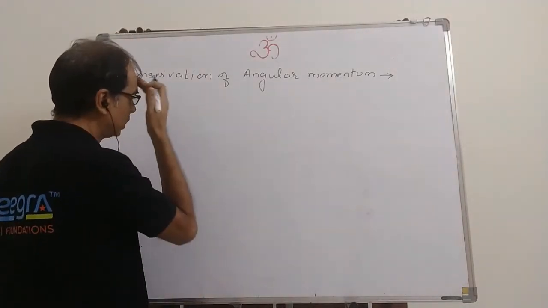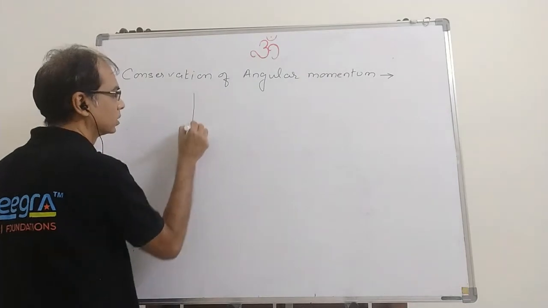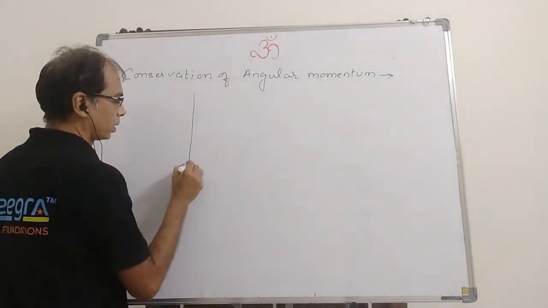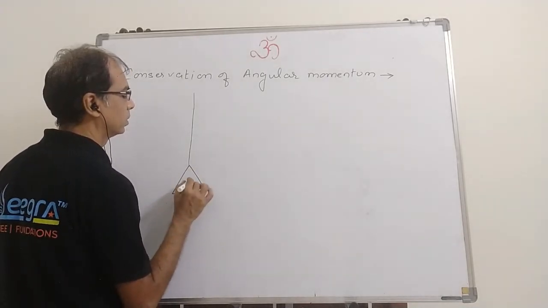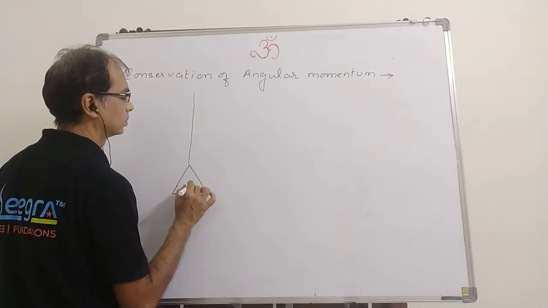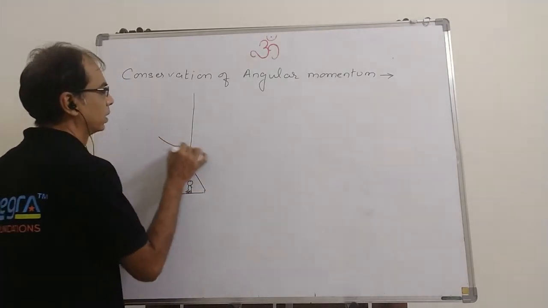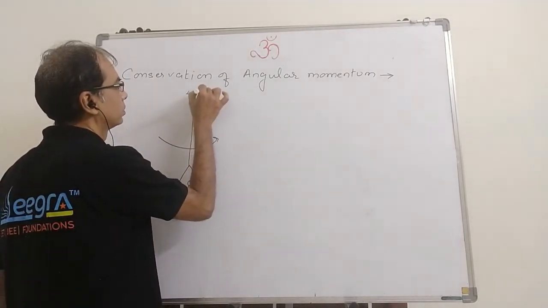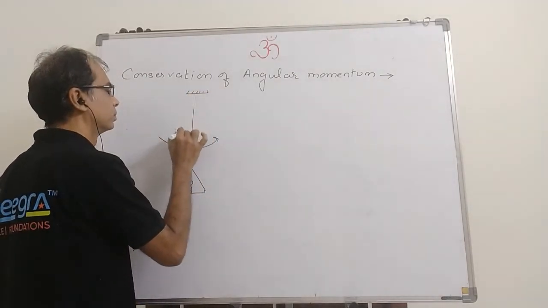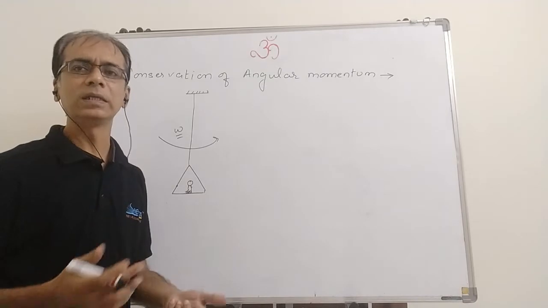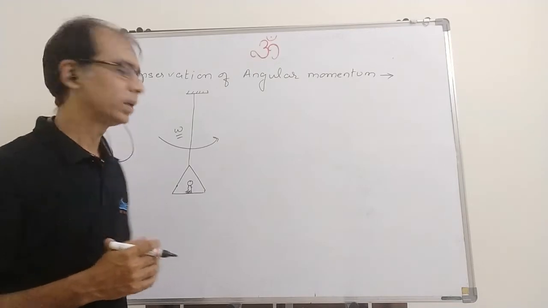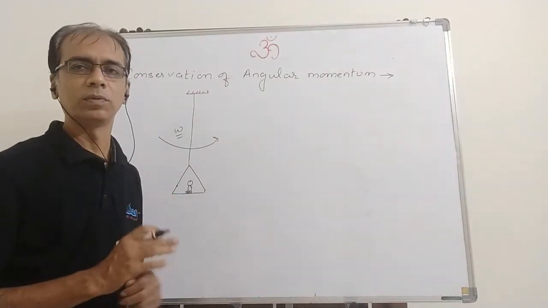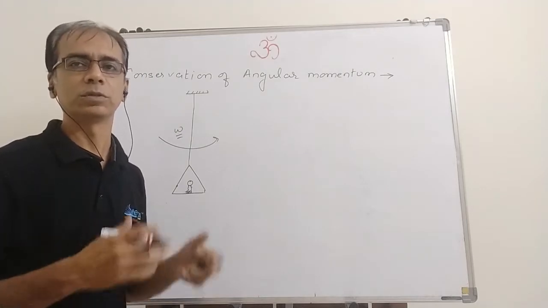Suppose that there is a swing, and this is how the swing is. Here a person is sitting, and he's swinging with omega. Now he thought of increasing his speed. He wants to go higher, he wants to increase his speed. But he cannot touch the ground. He is slightly above the ground, so he cannot touch his feet to the ground and push himself.